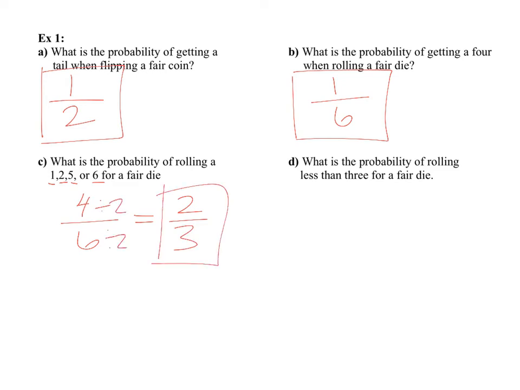And what is the probability of rolling less than 3 for a fair die? Less than 3 means what? That we would be rolling either a 1 or a 2. That's what less than 3 would be. So how many outcomes is this? That's 2 outcomes out of a total of how many? 6. We can simplify this fraction, and we get 1/3. Done.